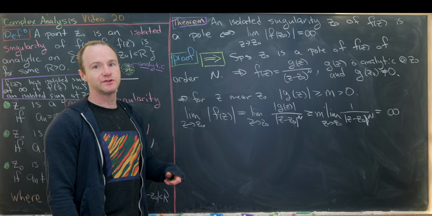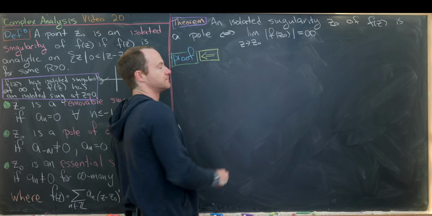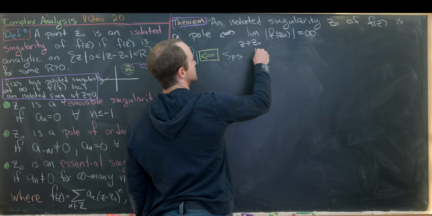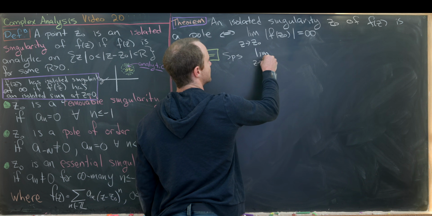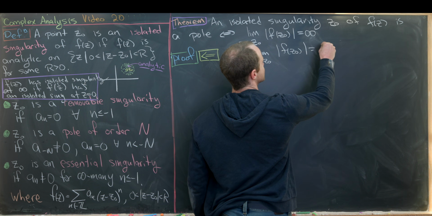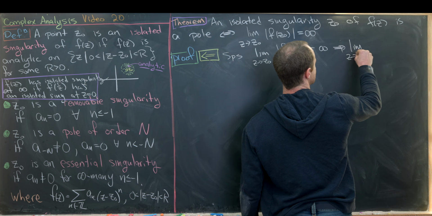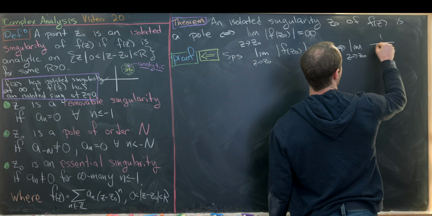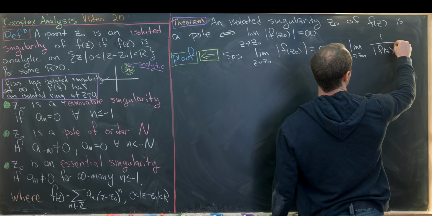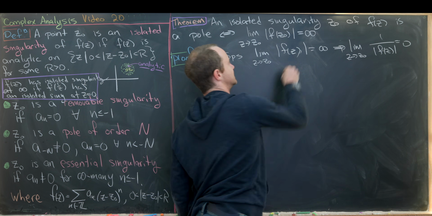Okay, so now let's do the reverse direction. Now we're ready for the reverse direction. So let's suppose that the limit as z approaches z naught of the modulus of f of z equals infinity. But that's equivalent to saying that the limit as z approaches z naught of 1 over the modulus of f of z equals 0. Sorry, that should be the modulus of f of z there.